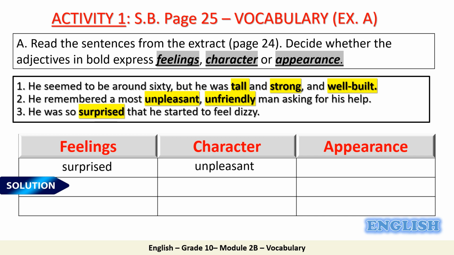surprised. Someone felt surprised. As for adjectives describing character or character traits, we have unpleasant and unfriendly. You describe a person's character or trait by using such adjectives. As for the last one, adjectives describing physical appearance, we have 3, which are tall, strong, and well-built. These adjectives describe how a character looks or appears.